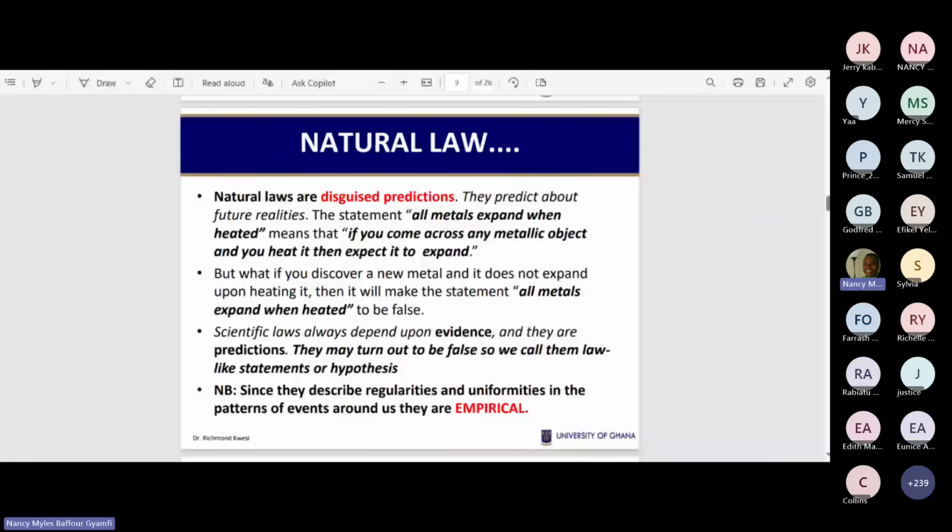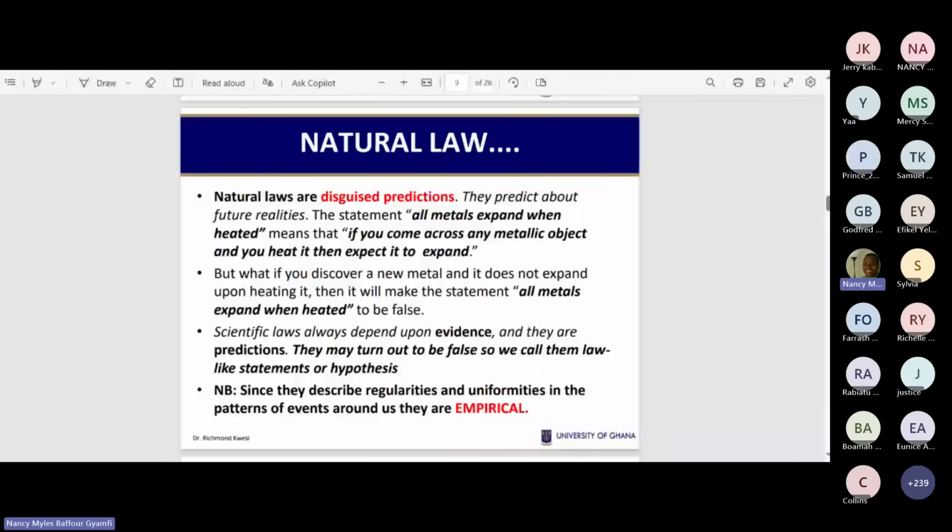Natural laws are predictions. They predict about future realities. The statement, all metals expand when heated, means that if you come across any metallic object and you heat it, then expect it to expand. But what if you discover a new metal and it does not expand upon heating it? Then we will make the statement, all metals expand when heated, to be false. Scientific laws always depend upon evidence, and they are predictions. They may turn out to be false, so we call them law-like statements or hypotheses. Since they describe repetitions and uniformities in the patterns of events around us, they are empirical.